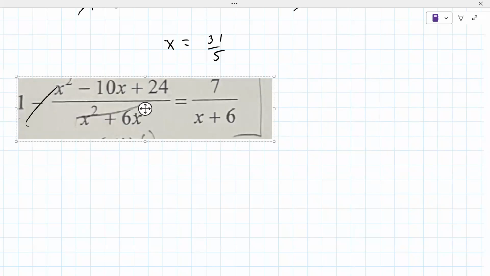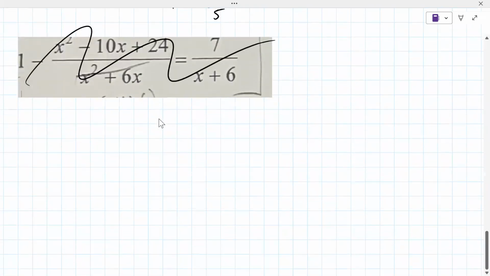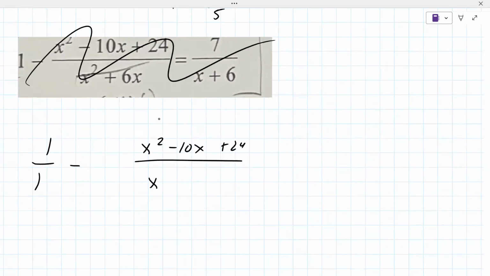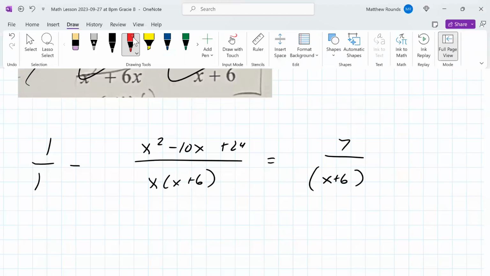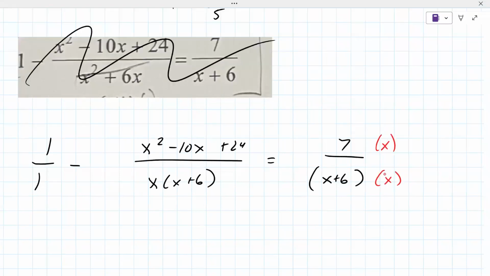Okay, so let me move on here. Actually, I can't snip it in very nicely. 1 over 1 minus x squared minus 10x plus 24. And I'm going to factor it. It's good to factor as you go. And then just like the previous problem, it's got the same least common multiple for the bottom here. This is an x and x plus 6. This is an x plus 6. So on the right, it's missing an x and an x.